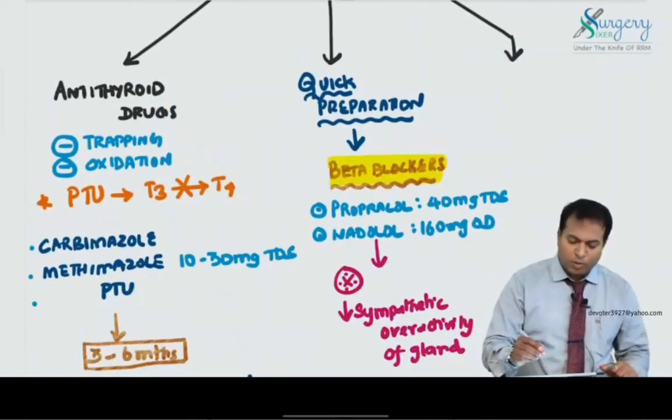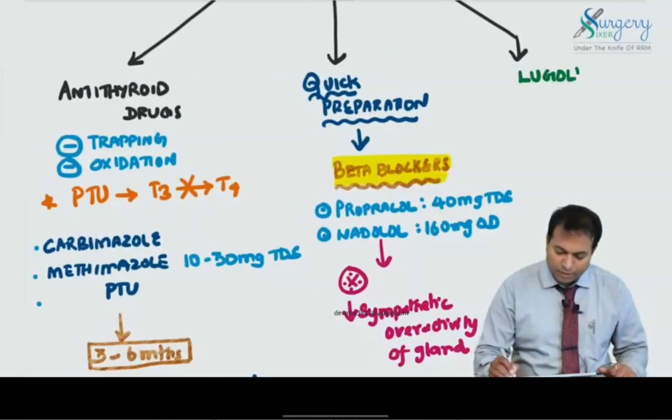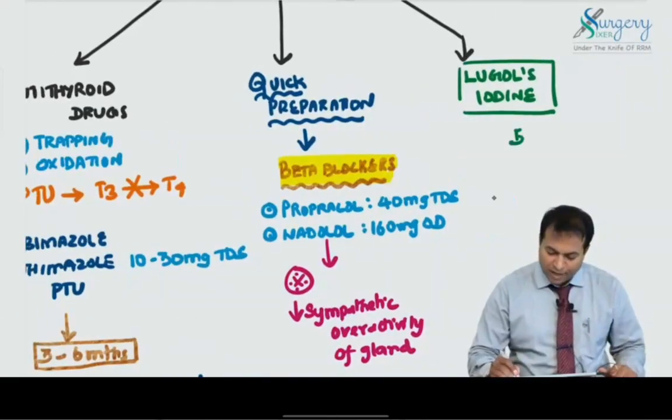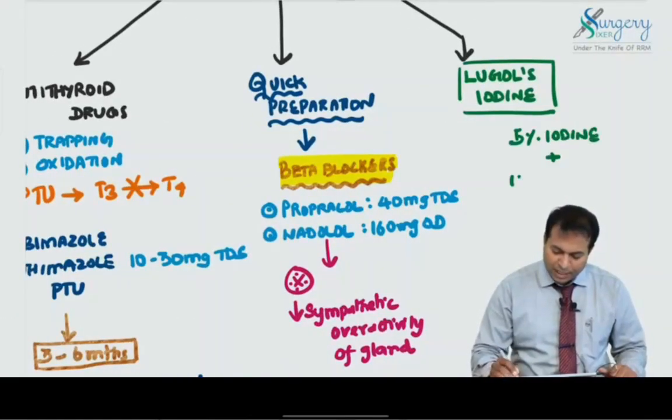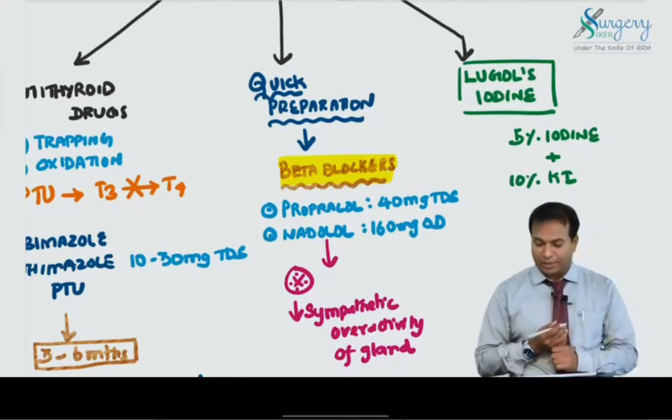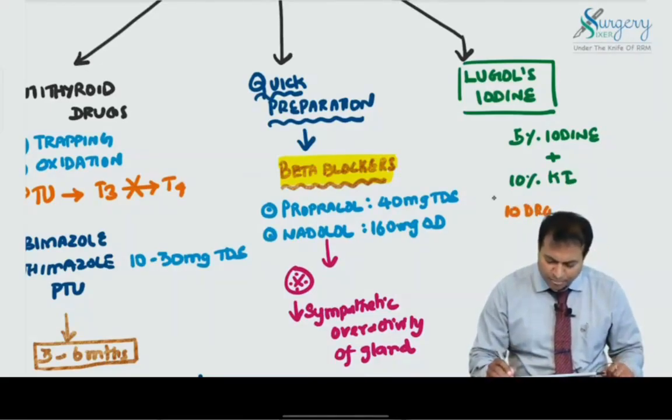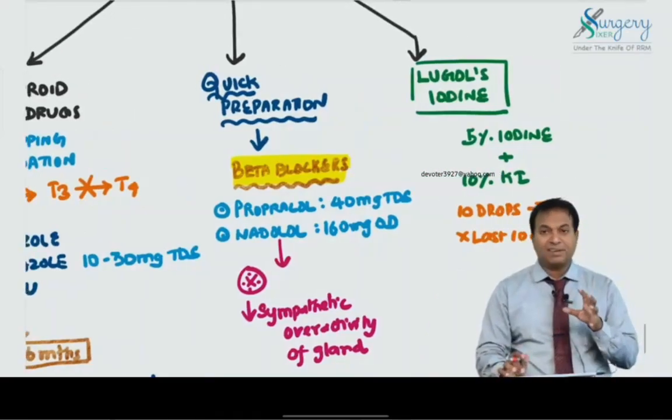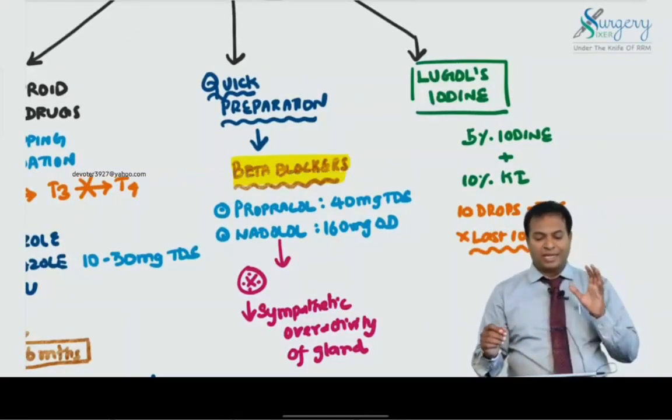And what is the third group of drugs? The third group of drugs is Lugol's iodine. We use 5% iodine plus 10% potassium iodide, which is nothing but Lugol's iodine. This is used as 10 drops TDS for the last 10 days before surgery. Please remember, Lugol's iodine 10 drops TDS is used for the last 10 days.